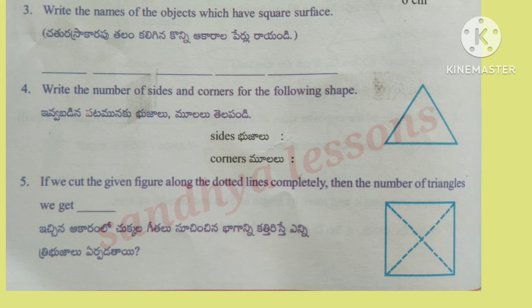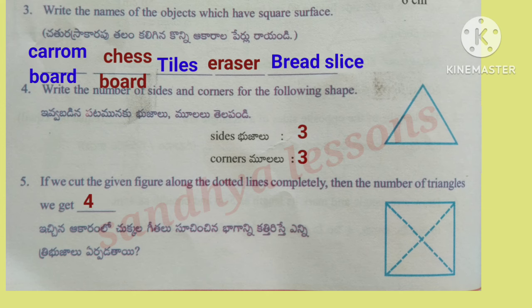Third question, write the names of the objects which have square surface. Carom board, chessboard, tiles, eraser, bread slice. Fourth question, write the number of sides and corners for the following shape. Sides is equal to 3, corners is equal to 3. Fifth question, if we cut the given figure along the dotted lines completely, then the number of triangles we get? 4.